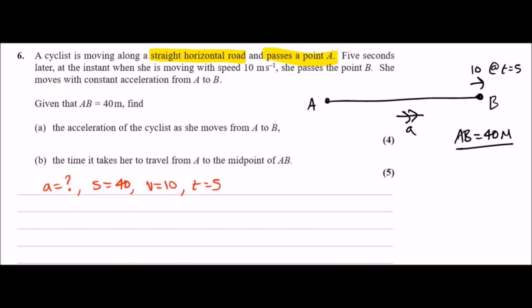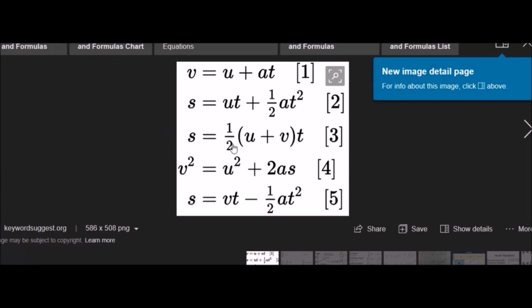So there is one equation, but it's always best to look at this together. Here is the list of SUVAT equations from Google I'm looking at. Now we need one that relates S, V, T, and A. Ignore all the U ones, so ignore the first, second, third, fourth. We need the last one: S equals VT minus half AT squared.